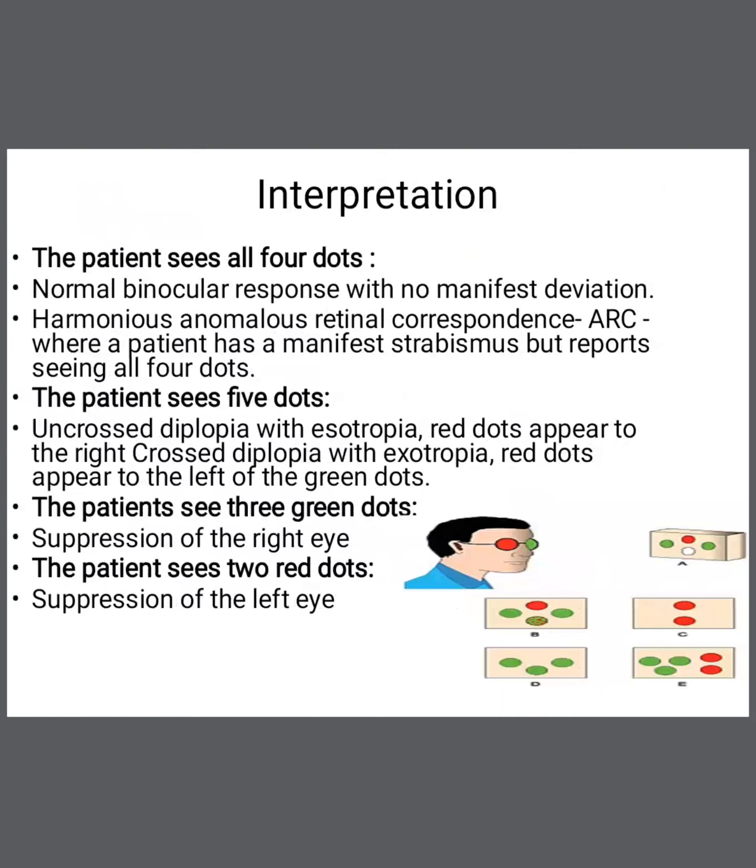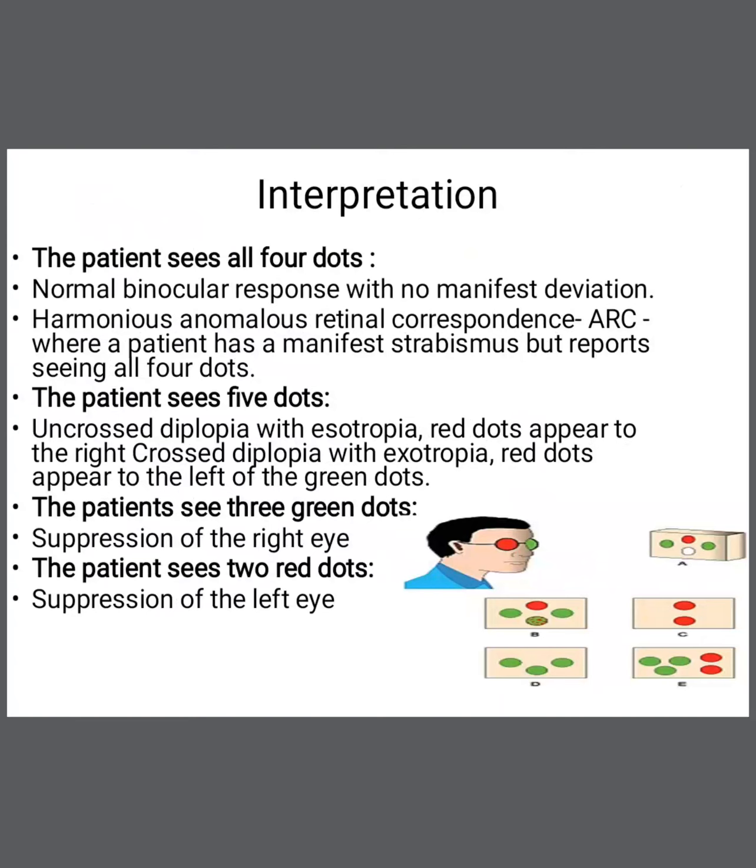So in this figure, the patient is wearing red-green goggles and four lights arranged in a diamond shape, which is shown in figure A, will be placed at near or distance. So the patient's response may be 4 dots, which is presented in figure B: 2 green lights and a red light at the top and a combination of red and green light at the bottom.